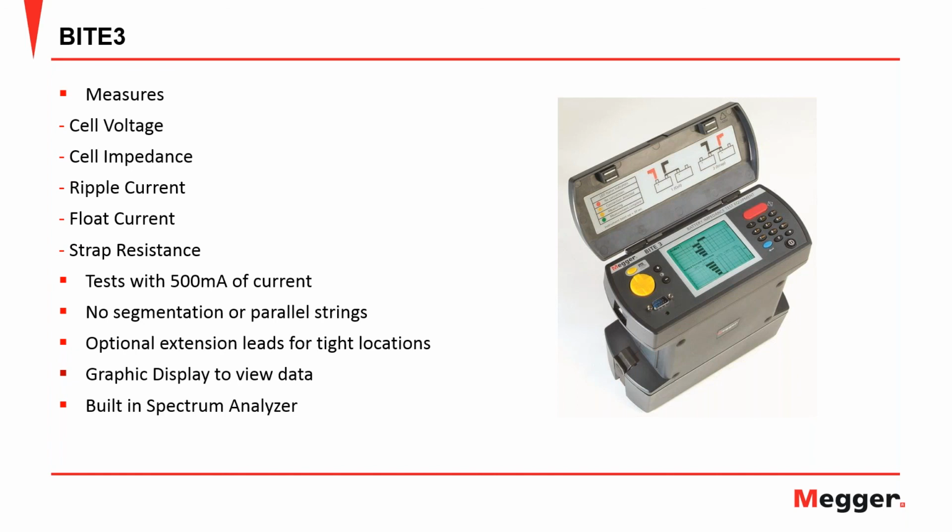It also has optional extension leads for tight locations, and it has a graphic display so you can view data right on there. It also has a built-in spectrum analyzer, which is ideal when you're doing things like UPSs, which are highly noisy. The byte 3 is a one-piece unit.